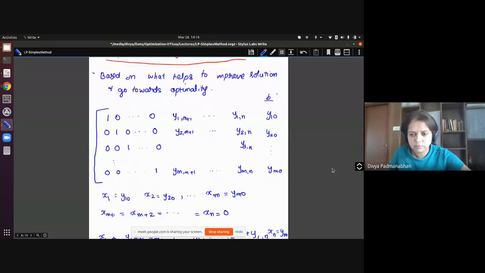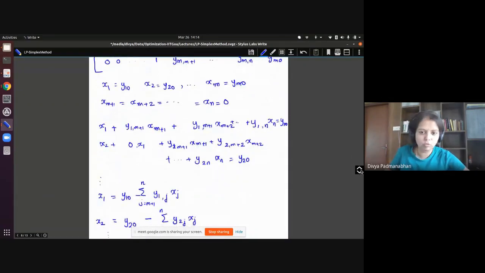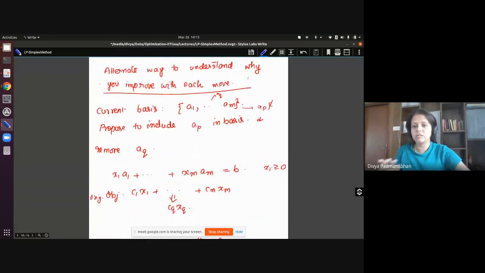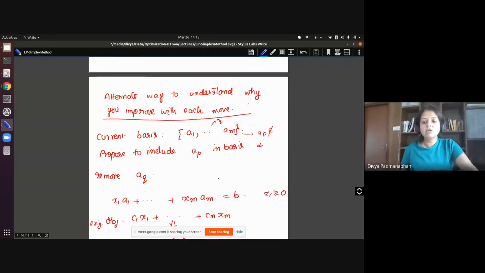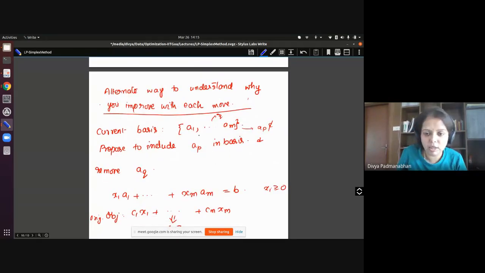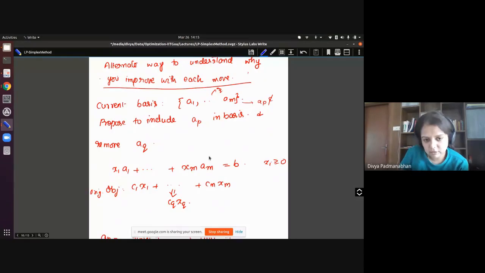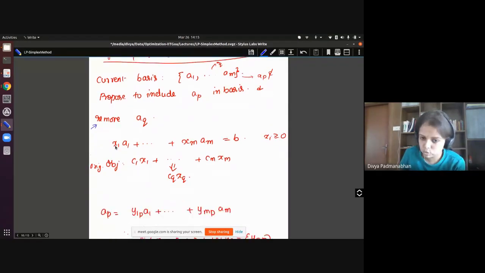Let me go into the alternate view first, because the other would be a lot of algebra. The other view, I felt like yesterday, is easier to follow first. So in terms of the current basis, you have this A1 to AM, and there is all this AQ and everything. There are several such elements here, and now you want to decide on what is the AP which has to enter. So if you propose to include AP in the basis, then what? Just ignore the remove AQ part.